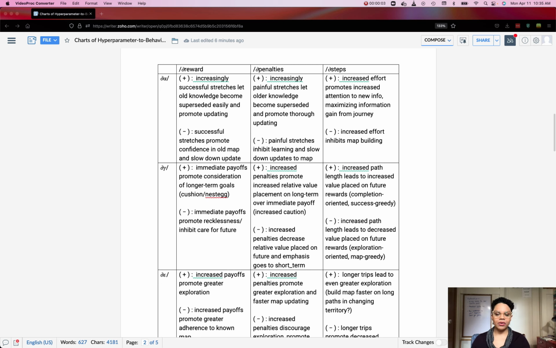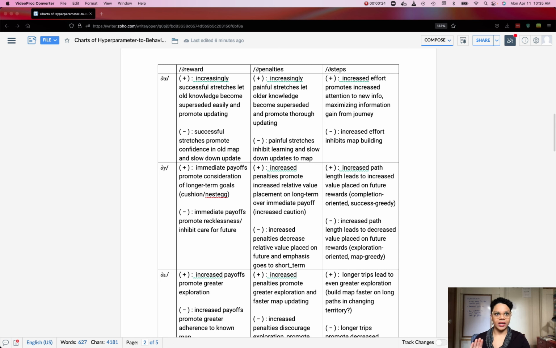In the last video, we compared what high and low values of each learning hyperparameter represent in more personable, anthropomorphic terms. Now let's look at what a differential relationship between those hyperparameters and the performance metrics that we're using looks like. In other words, we'll look at d alpha by d reward, d alpha by d penalties, d alpha by d steps, and so on for gamma and epsilon.